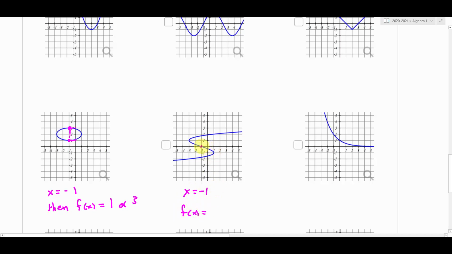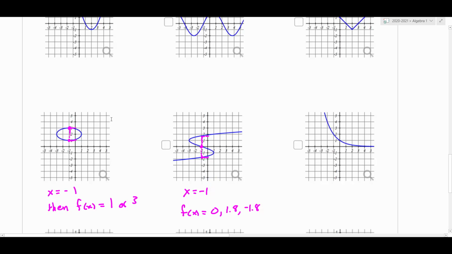Well, let's see. It could be 0, right? Because the blue function hits right on the x-axis, so it could be 0. If I go up, and then I hit here, it looks like a little bit before 2, so maybe 1.8. And then if I go down, I hit here, and I go back, and it looks like it could be at -1.8. So this input produces 3 potential outputs, and that would violate the definition of a function.